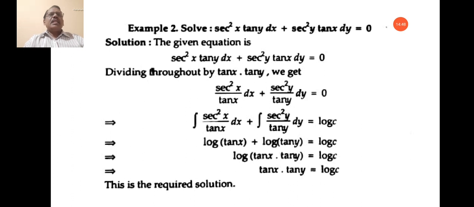The integration is log of tan x, because sec²x is the derivative of tan x. Therefore, it is log tan x plus log tan y equals log c. Next step: log m plus log n is log mn, so log(tan x tan y) = log c. Cancelling log on both sides, we get tan x tan y = c. This is the solution of the given differential equation.